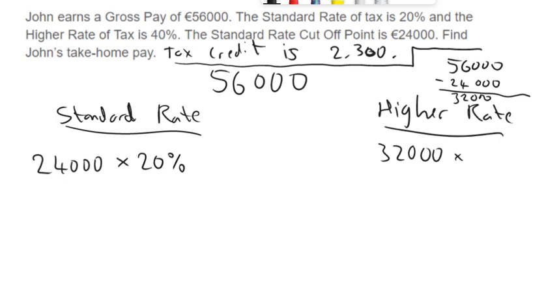So 32,000 times 40%. Then 24,000 and 32,000 added together gives you your gross pay of 56,000.